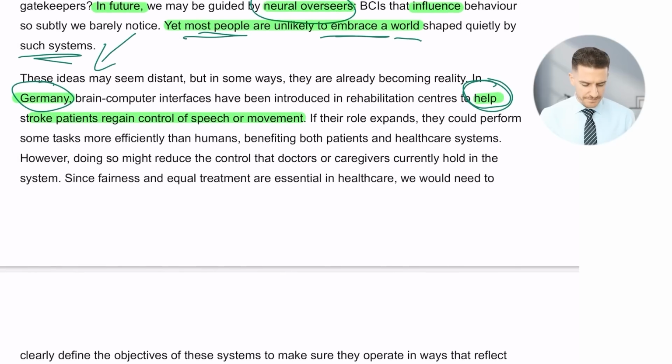There it is, right here. I've even circled it already. Germany. So let's have a look at what it says. They are already becoming reality in Germany. BCIs have been introduced in rehabilitation centers. So where are they playing a part? In rehabilitation centers. Now we need to think of a paraphrase for that. One paraphrase I can think of is a hospital. Another one could be a medical clinic. So now we know where they're playing a part.